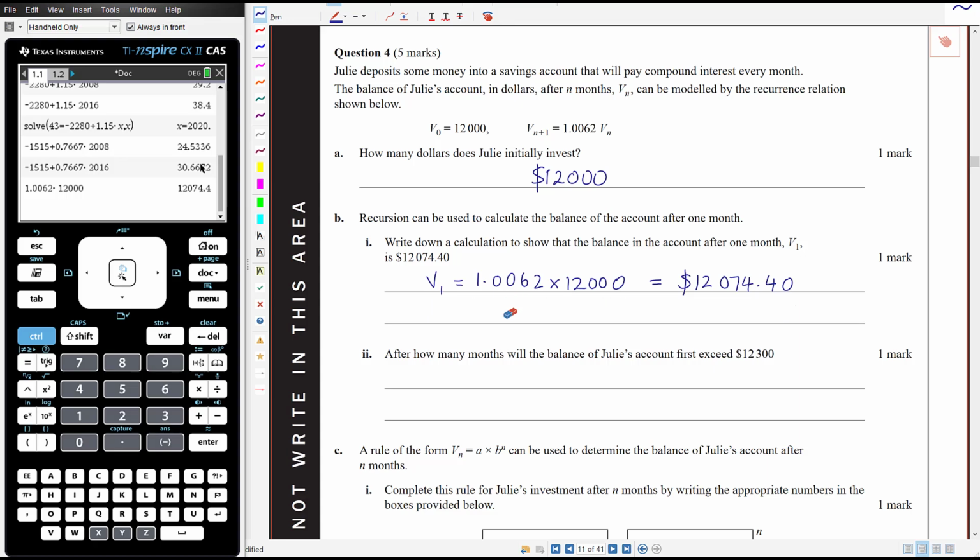After how many months will the balance of Julie's account first exceed $12,300? Okay, I would just use recursion with my CAS. So it starts at 12,000, and then we multiply by 1.0062. So after 1 month, 2 months, 3 months, what do we want? 12,300. Up to 3 months, 4 months. So it's just over 12,300 at the 4 month mark. So V4 is $12,338. So therefore, it'll be after 4 months.